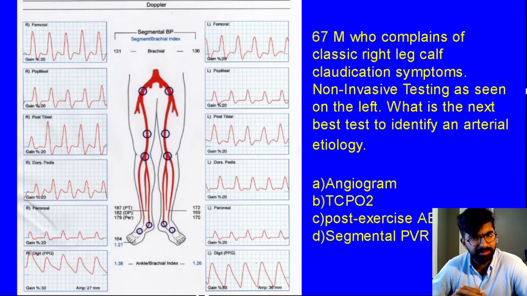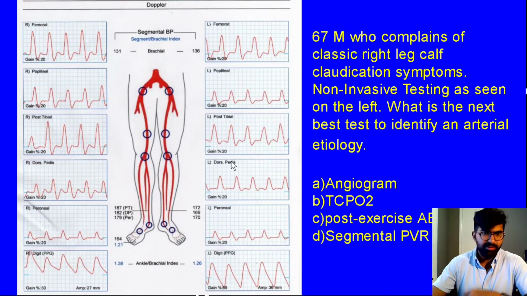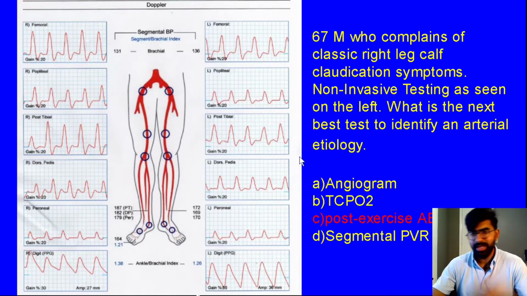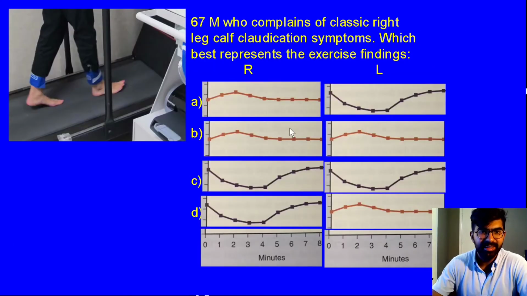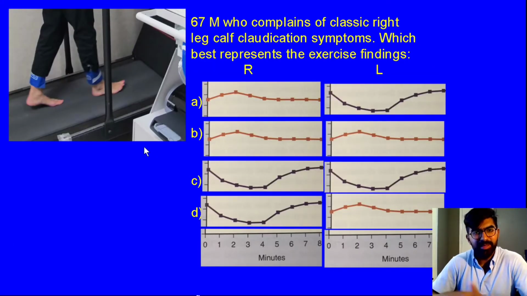Is it an angiogram? Is it TCP-O2? Is it a post-exercise ankle brachial index? Or is it a segmental PVRs? For those of you who said post-exercise ABI, excellent, excellent. And let's talk about that, because this is a great test to help figure out these lesions.